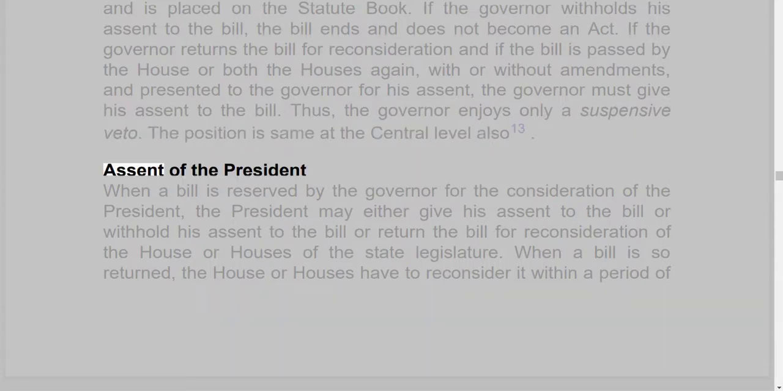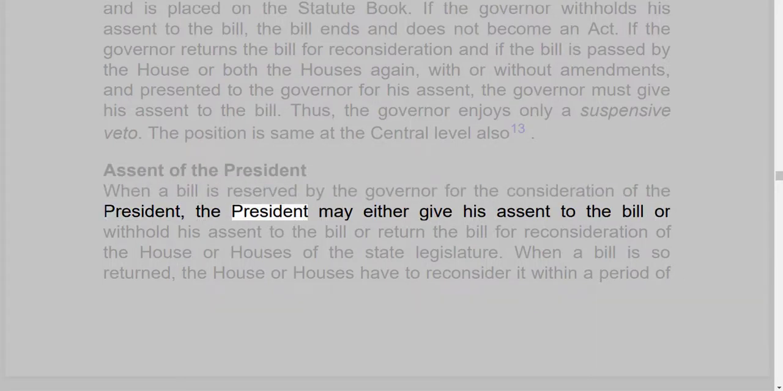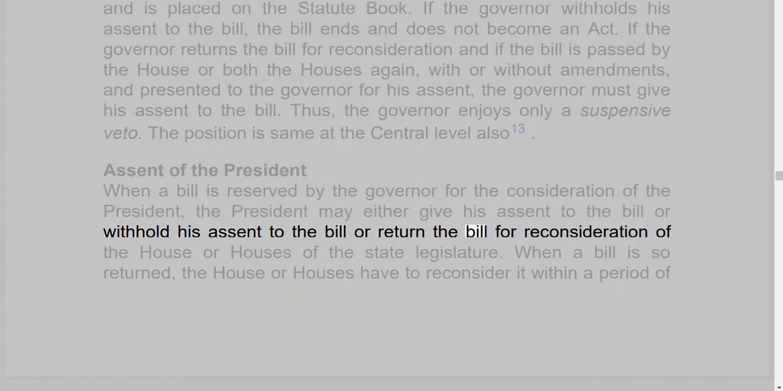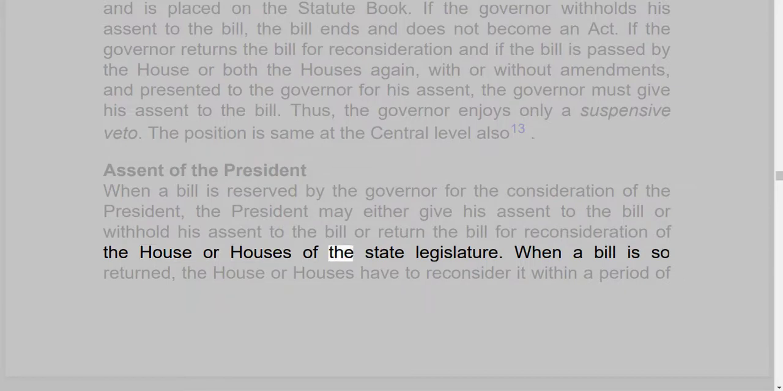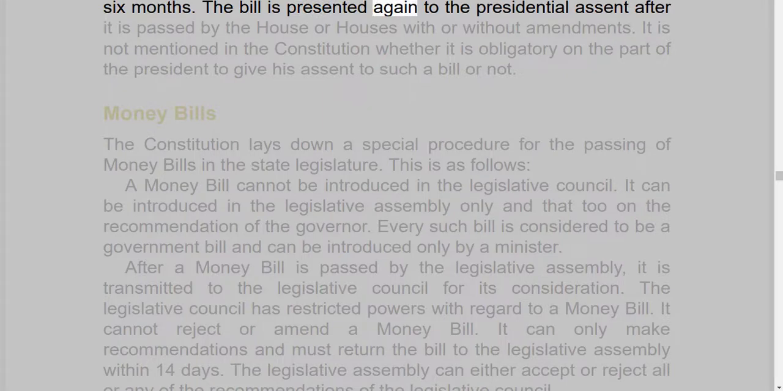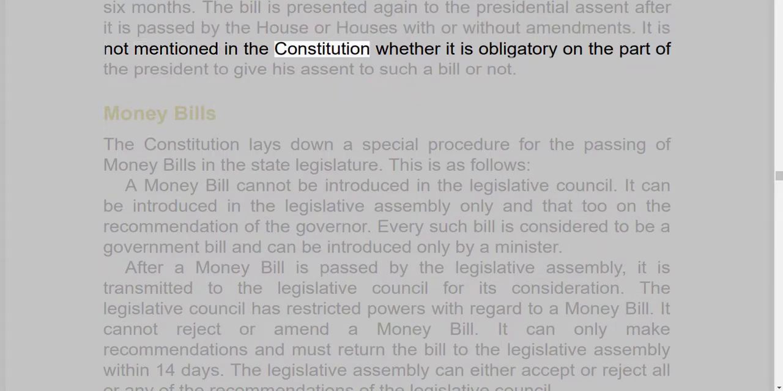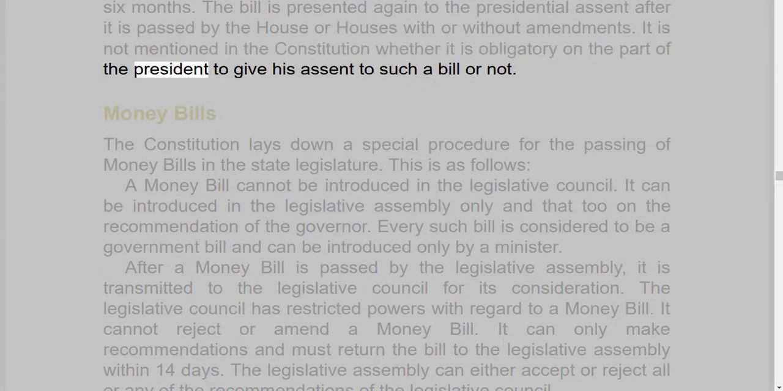Assent of the President. When a bill is reserved by the governor for the consideration of the President, the President may either give his assent to the bill or withhold his assent to the bill or return the bill for reconsideration of the House or Houses of the State Legislature. When a bill is so returned, the House or Houses have to reconsider it within a period of 6 months. The bill is presented again for presidential assent after it is passed by the House or Houses with or without amendments. It is not mentioned in the Constitution whether it is obligatory on the part of the President to give his assent to such a bill or not.